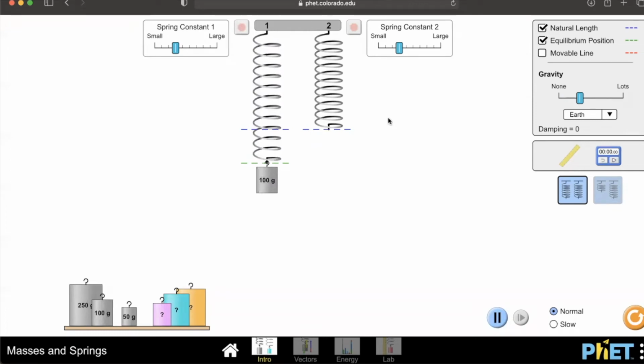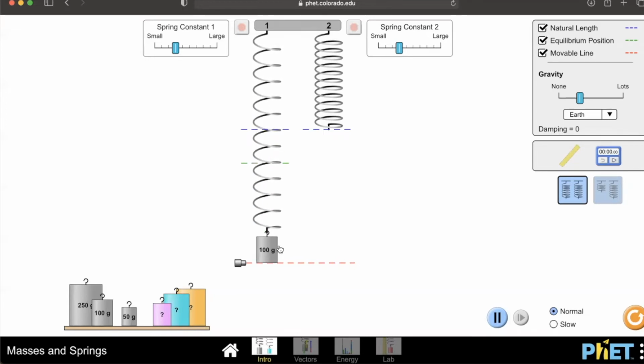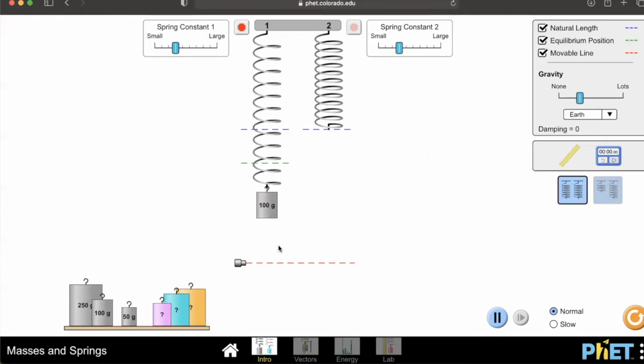So let's verify if it's actually repeating the same motion over and over again. The first thing that we should check is, is it reaching the same position every single time? We can check the movable line, move it down somewhere like here. So I'm going to drag this over here. So let's see, does it reach this position every single time? As you can see, it does.